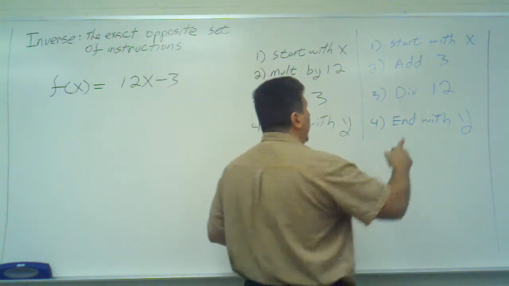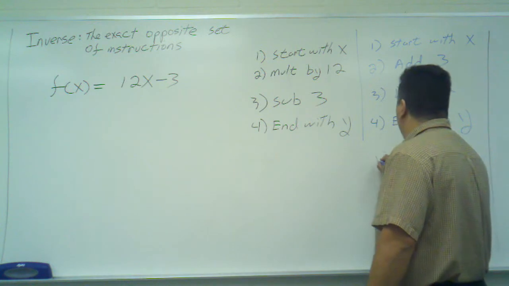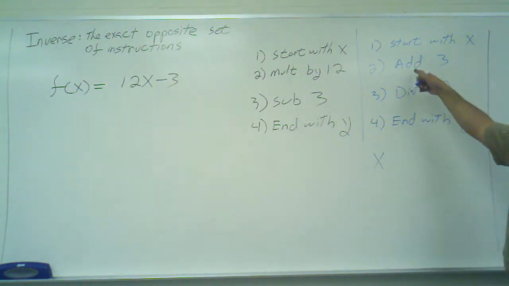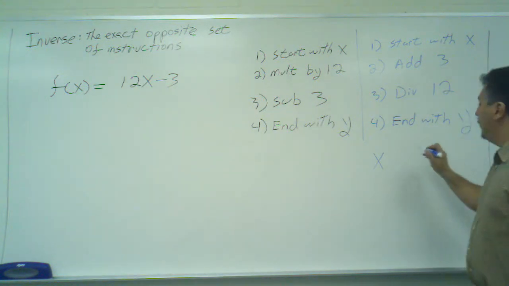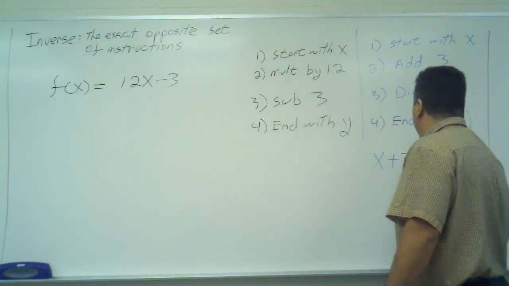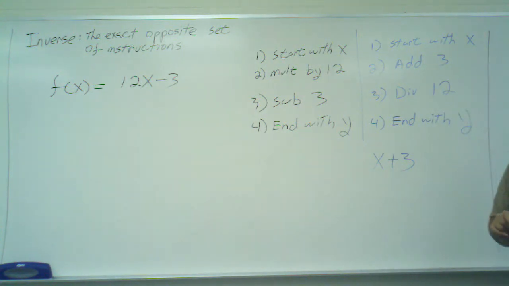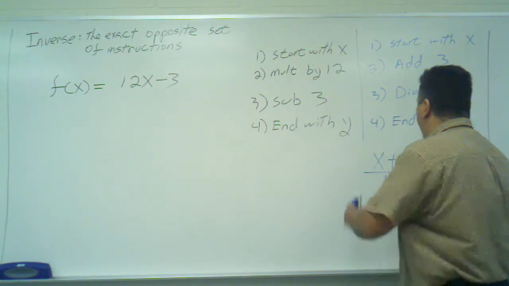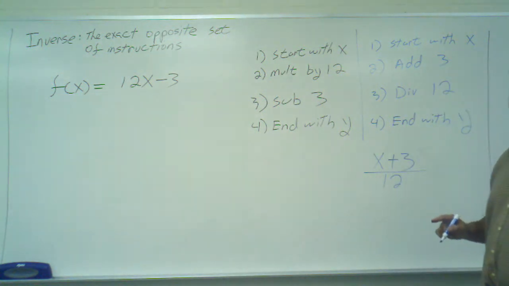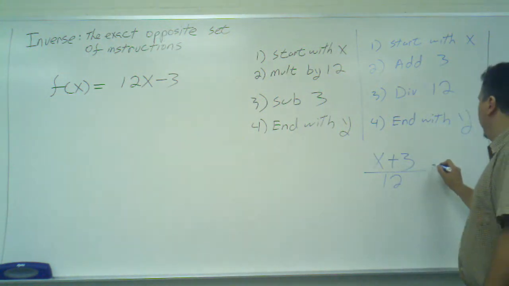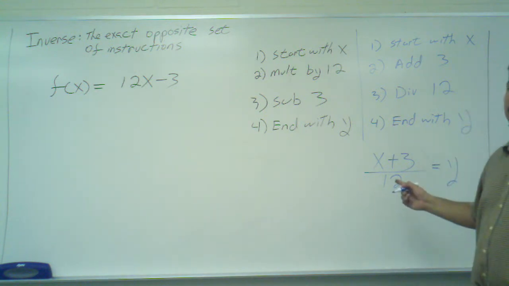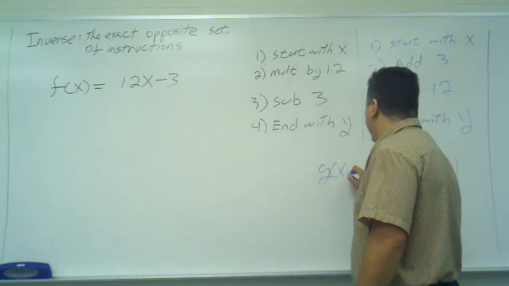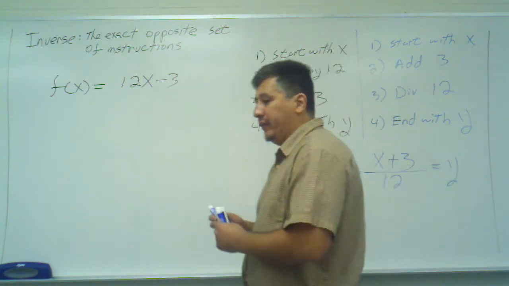This new formula, I start with an x value. First thing I do is add 3 to that x value. The next thing I do is divide by 12, the full value, and that's going to let me end with my y. This is a new function. For right now, I'm just going to call this new function g of x. And that's my inverse.